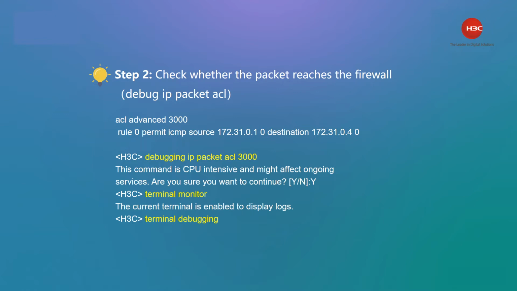If the session entry is not found on the firewall, there are two possibilities. One is that the packet has not been sent to the device, and the other is that it is blocked by the security policy. You can use the debug command to output information to check whether the packets are sent to the firewall. There is a lot of debug information, and it is generally required to write a detailed ACL matching packets. The debug information that matches the ACL indicates that the packet has reached the firewall.